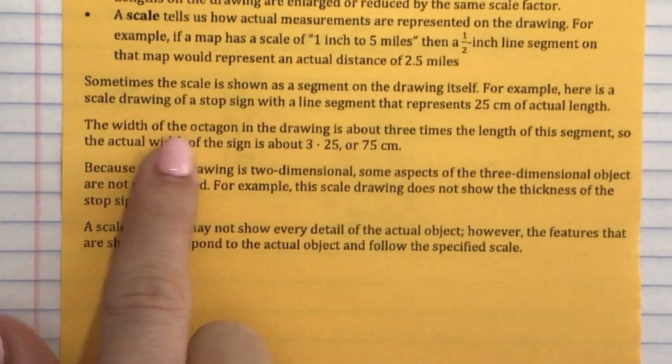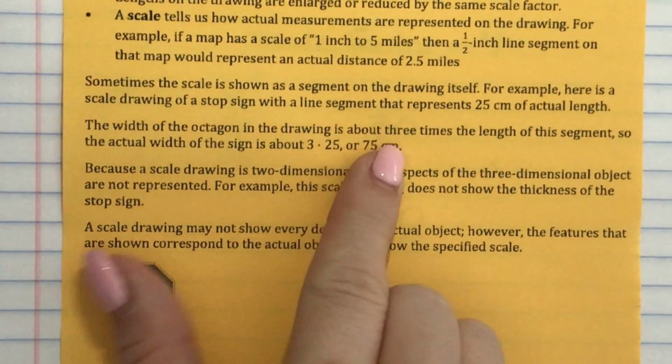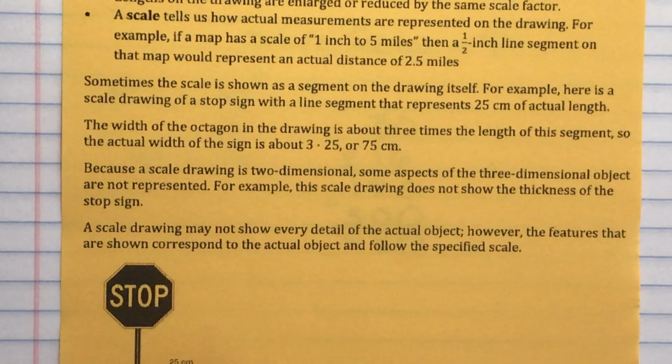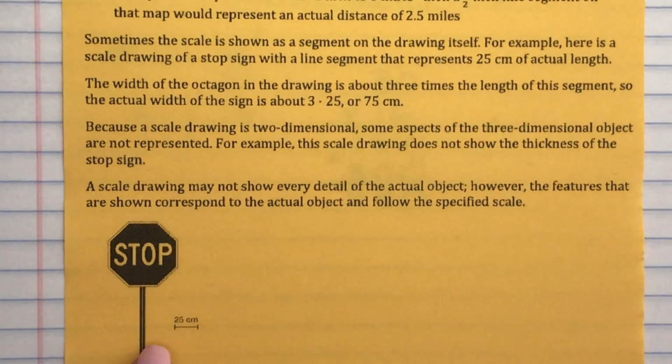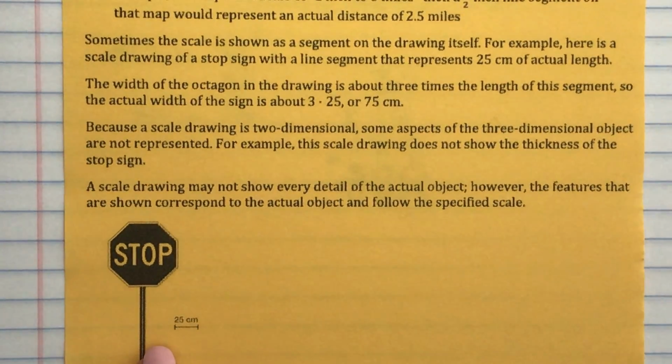Jump down to here. The width of the octagon in the drawing is about 3 times the length of this segment. So this picture right here. So the actual width of the sign is about 3 times 25 or 75 centimeters because it says it's 3 times. Because a scale drawing is 2D, some aspects of the 3D object are not represented. For example, this scale drawing does not show the thickness of the stop sign. So a scale drawing may not show every detail about it.